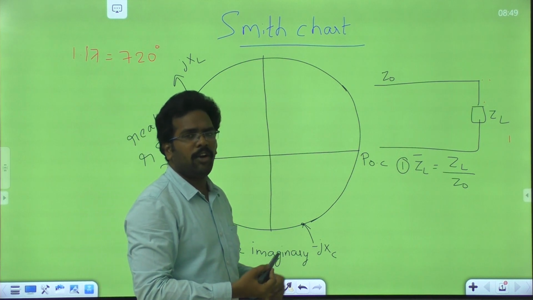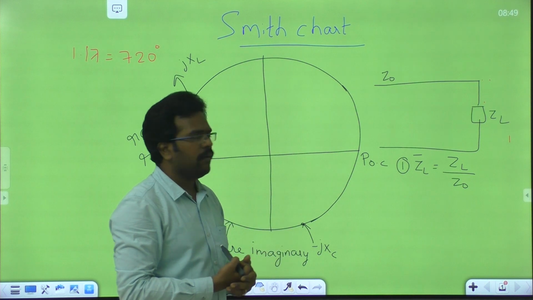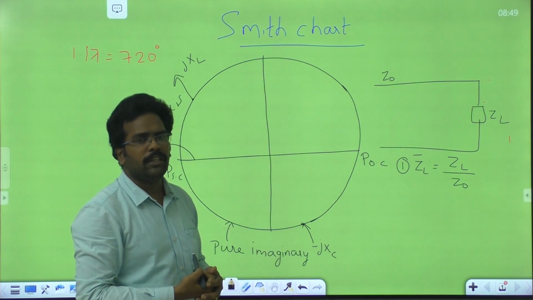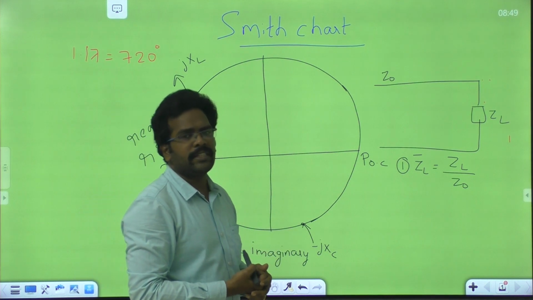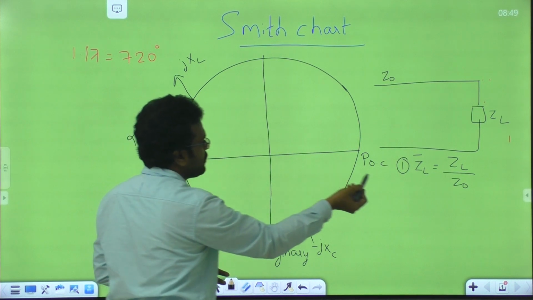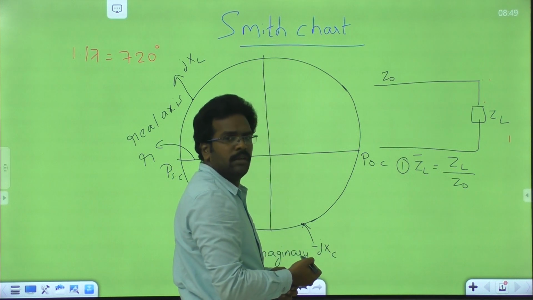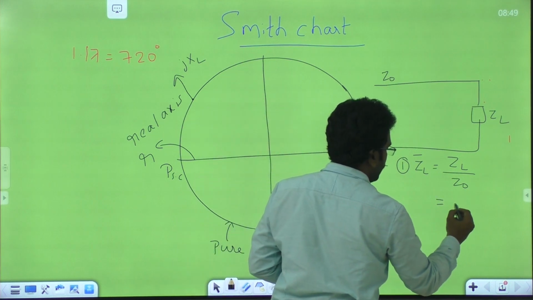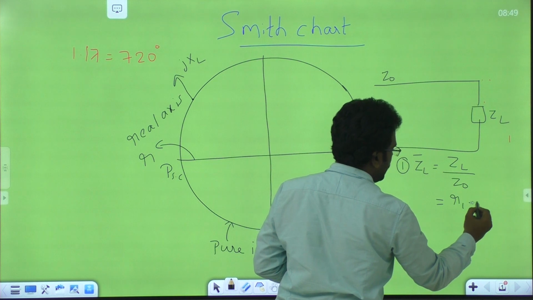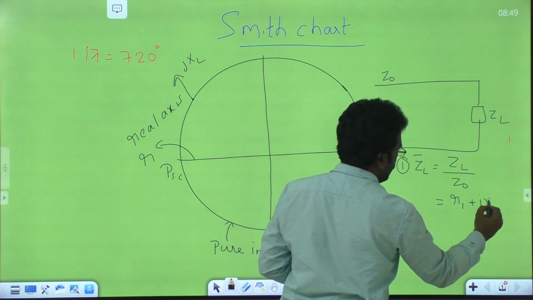Generally, while using the Smith chart, the first step is to find the normalized load impedance and plot this point on the Smith chart. Since it is a complex load, it contains some R1 plus jX1, which I am assuming.